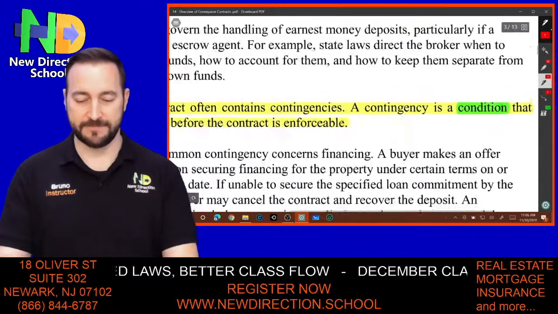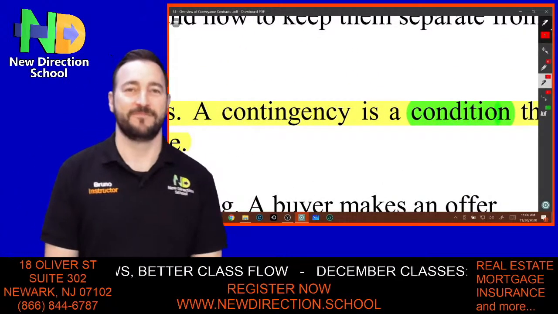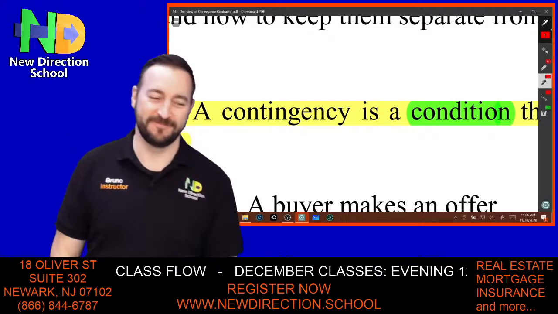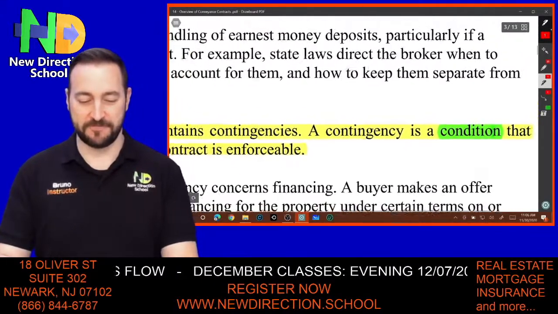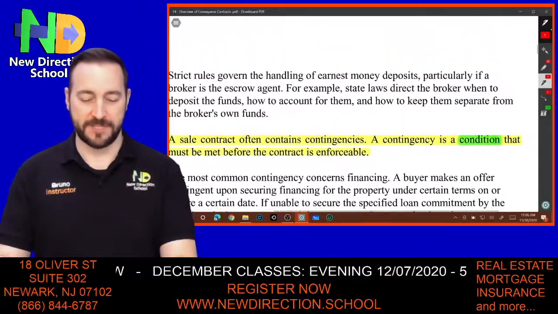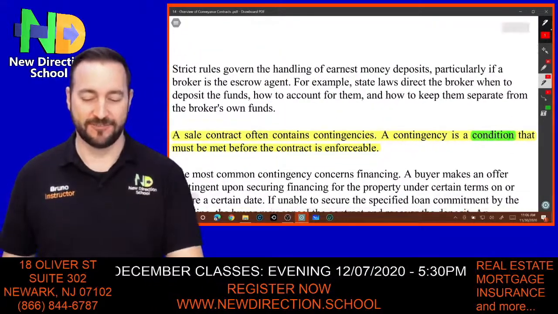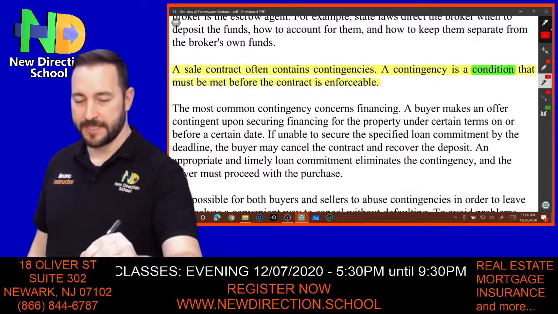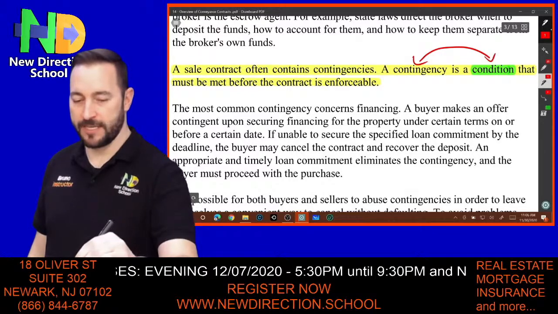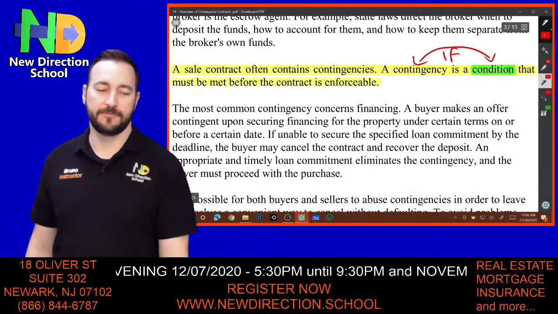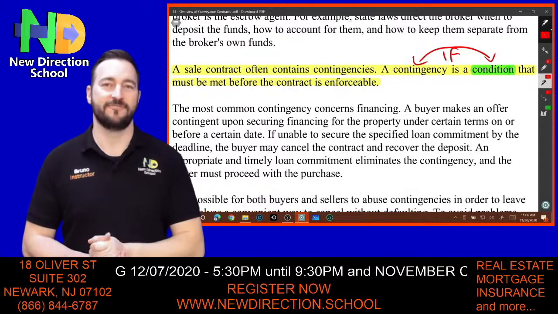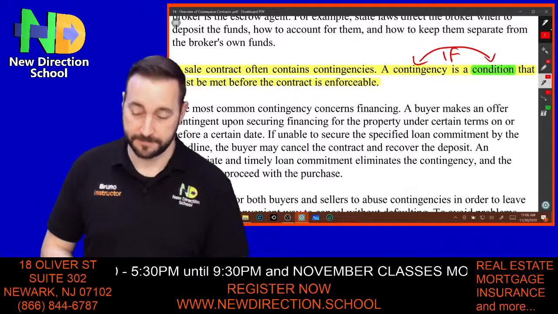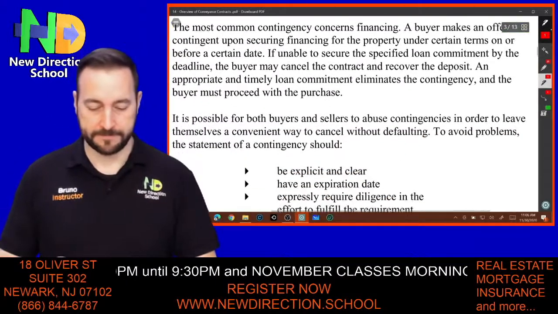So a contingency is a condition that must be met before the contract is enforceable. A contingency is a condition or an if that must be met before the contract is enforceable. Okay.